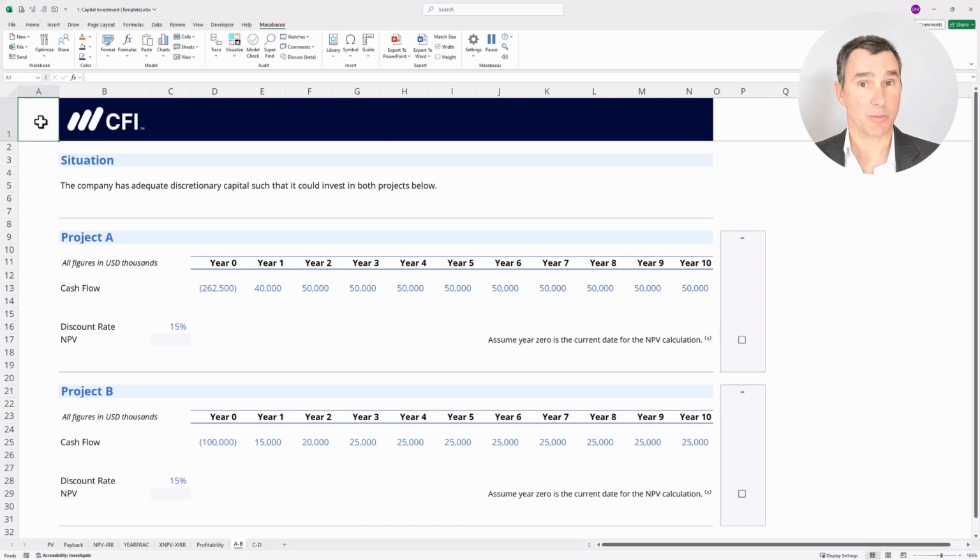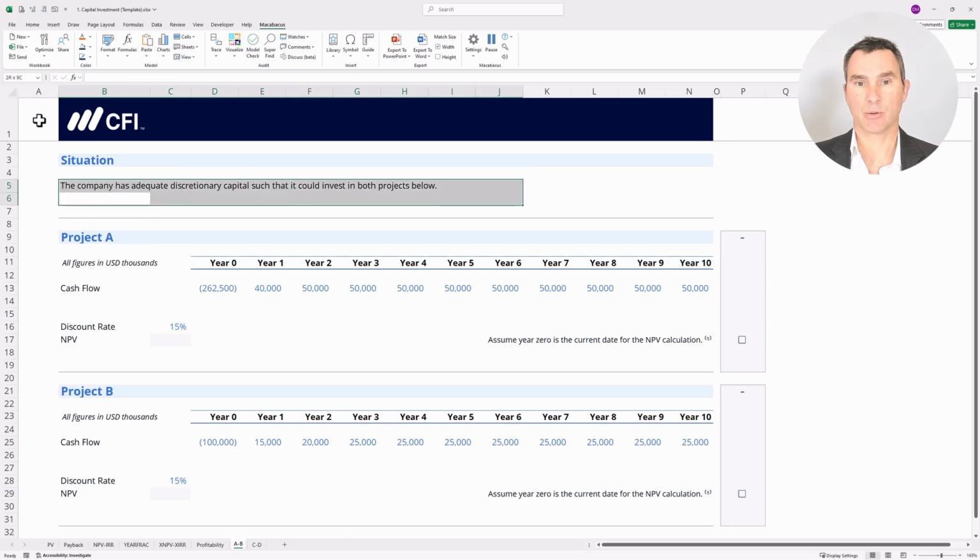Now, as you can see, we're back in the Excel template. We're on the tab labeled as A/B. Pretty straightforward assignment here. We're just asking you to calculate the NPV for one project and for a second project below. But really the focus here is not the calculations, but the decision-making process. So we're going to ask you some questions about these projects, about whether or not the company should proceed. Now we want to read the situation up here. The company has adequate discretionary capital such that it could invest in both projects below. Well, what does that mean?